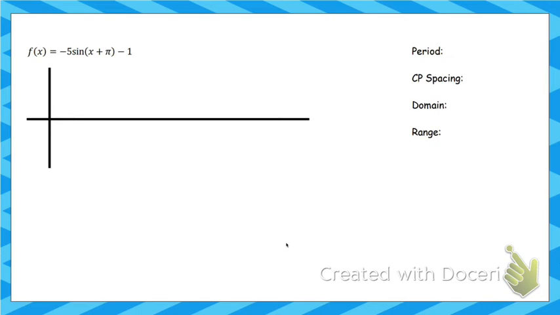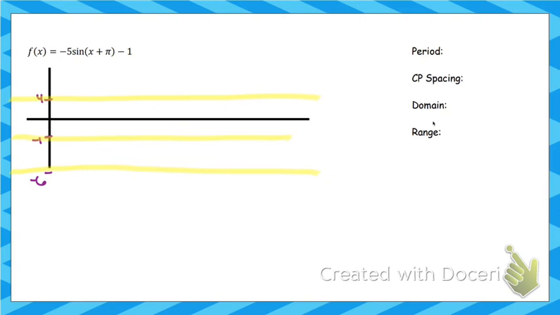All right, if you feel comfortable, pause the video, try this one on your own. All right, so middle y value, negative 1. Amplitude is 5. So plus 5, minus 5. So that gives me my middle, my high, and my low.